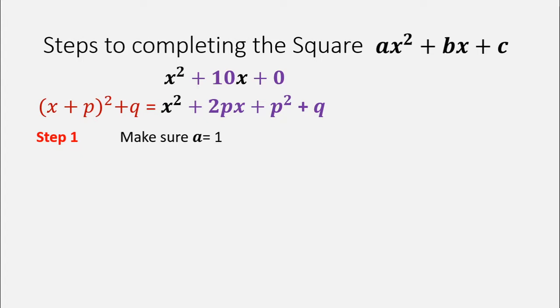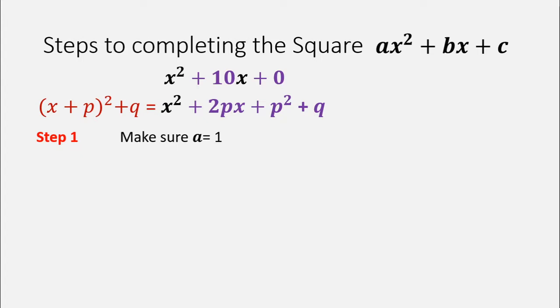Step 1, make sure a is equal to 1. Well, that's pretty simple. a is the coefficient of the first term, and there is no number in front of the x squared, which means that is 1x squared. So yes, a is equal to 1. It's not always 1.